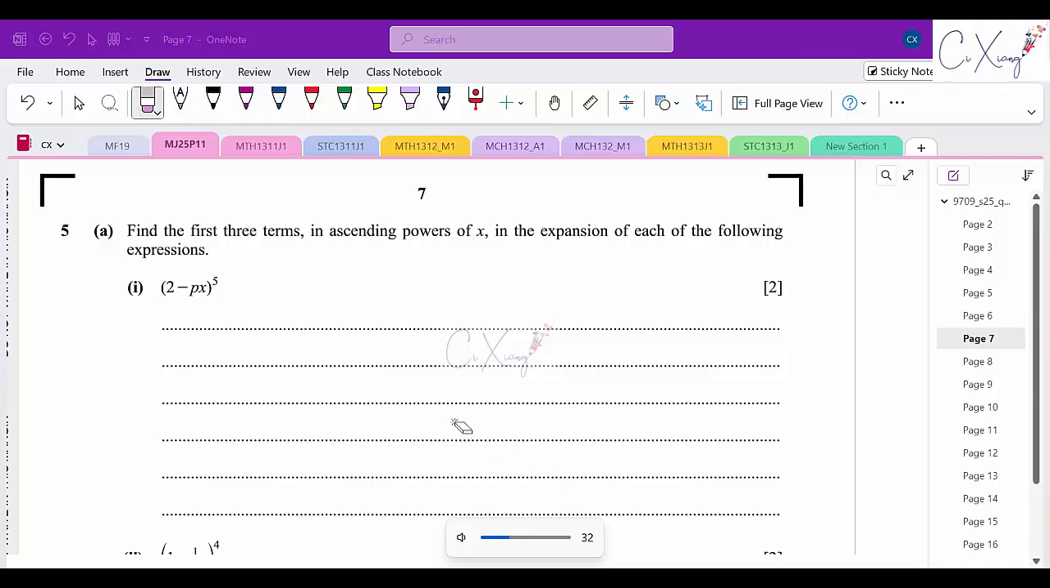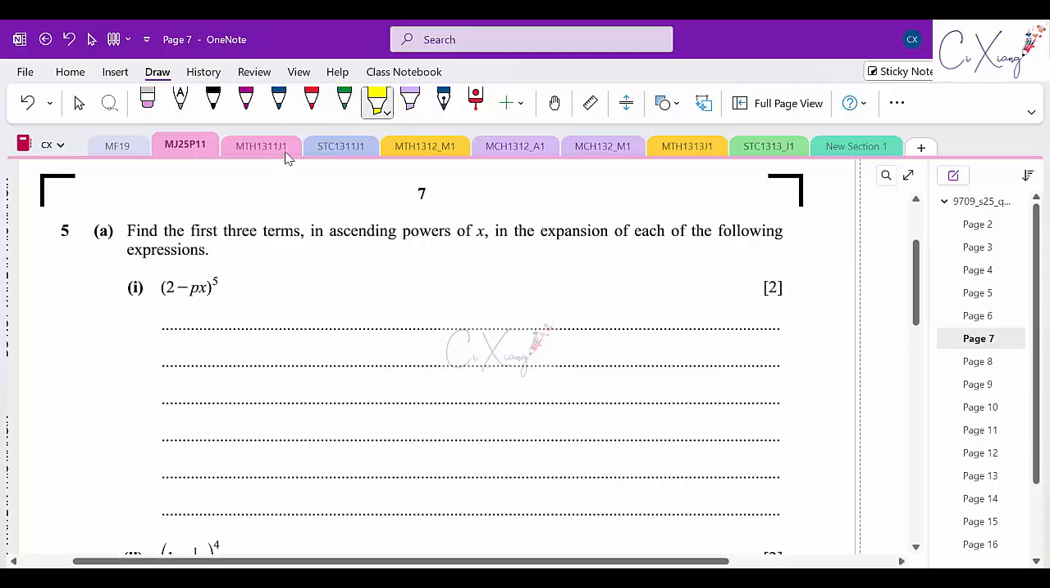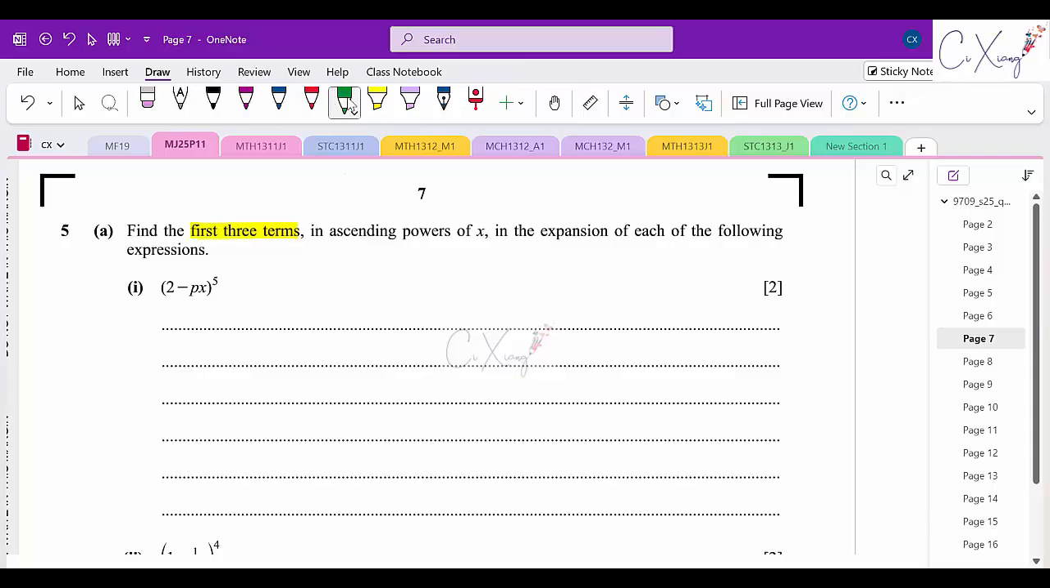All right, so we are now at question number 5. They want us to find the first 3 terms in ascending power of x in the expansion of each of the following expressions. So there are a few expressions here. If you look at the question, basically it is about the binomial expansion. All right, let's have a look.